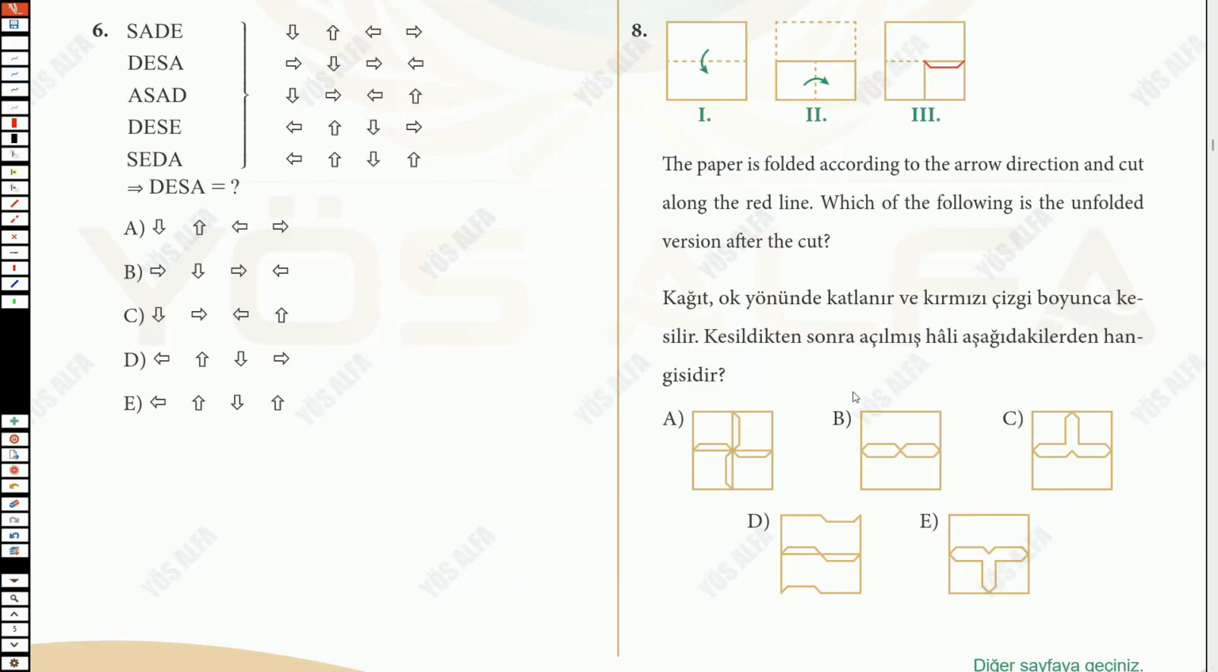Number 8. The paper is folded according to the arrow direction and cut along the red line. Which of the following is the unfolded version after the cut? So the unfolded version is asked. To solve this kind of problem, the easiest way is this. We reverse the direction of the arrow. First step is this. The second step is this. So when we unfold it in this arrow direction, we get this. When we unfold it in the upward direction, we get this shape. So the answer is B. Number 9.